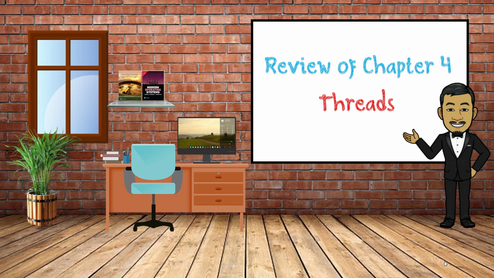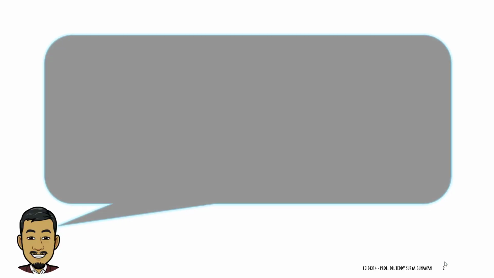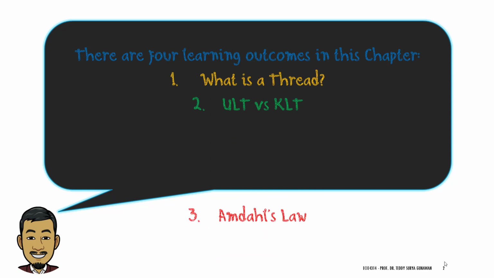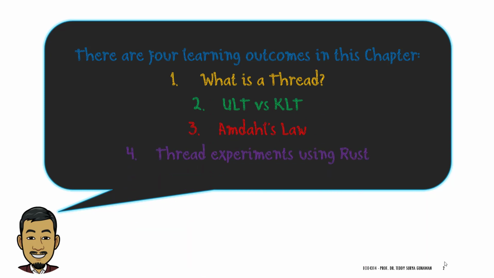Okay, so let's start. Let's focus on what you need to know in this chapter. There are the following outcomes. The first one is: what is a thread? The second one is the difference between user level thread versus kernel level thread, and then you will know how to use which one in which applications.